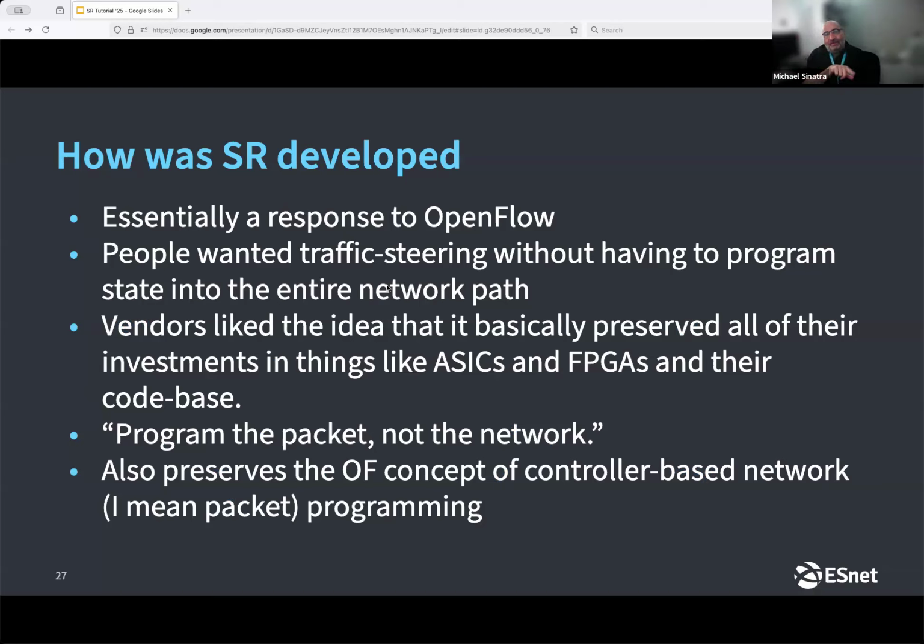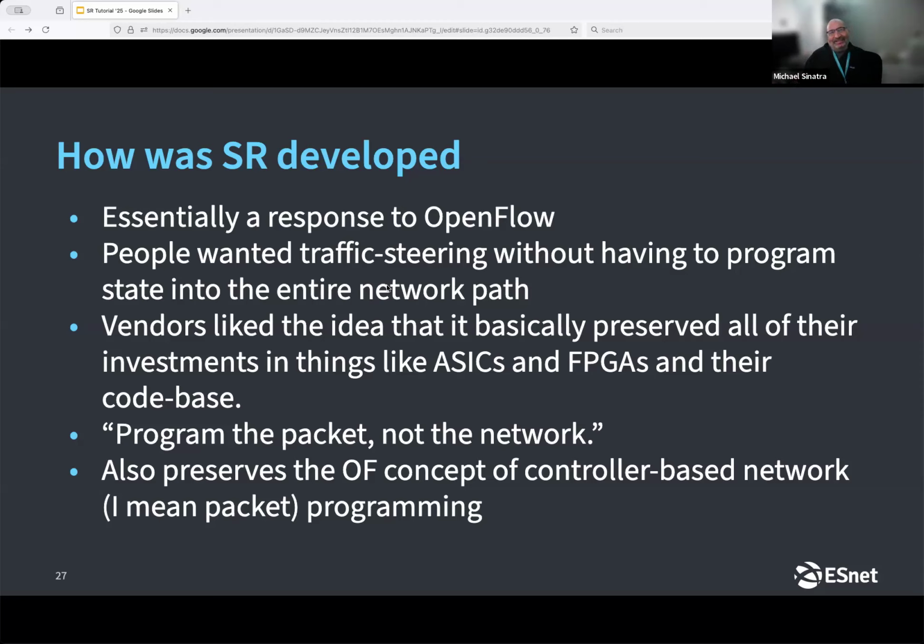Okay, so a little bit of a sidebar here on how segment routing came about in the community. People essentially wanted to be able to do traffic steering, and that was great. OpenFlow was a good way of doing that, but there were a few reasons why people didn't want to use OpenFlow. It kind of required a whole new wire format, a whole new set of packets, and a whole new set of things to do in the network. But it really wanted to program the entire network and program state across the network. So there were some really good things about OpenFlow, but there were also some things about it that I think made it a little harder for network operators to employ at a wide scale.